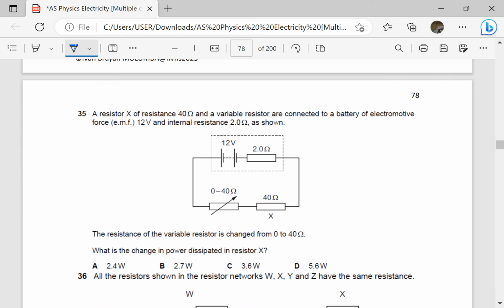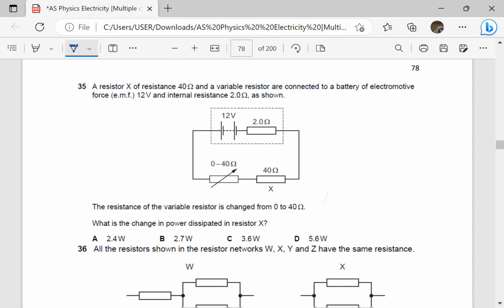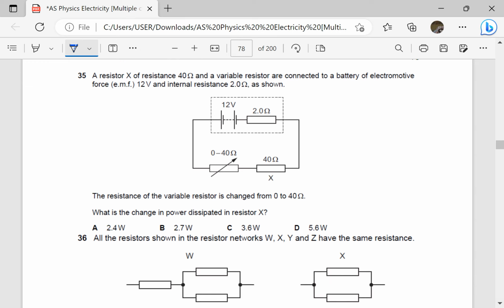A resistor X of resistance 40 ohms and a variable resistor are connected to a battery of EMF 12 volts and internal resistance 2 ohms. The resistance of the variable resistor is changed from 0 to 40 ohms. What is the change in power? Let's assume this is at 0. So what is the power here?